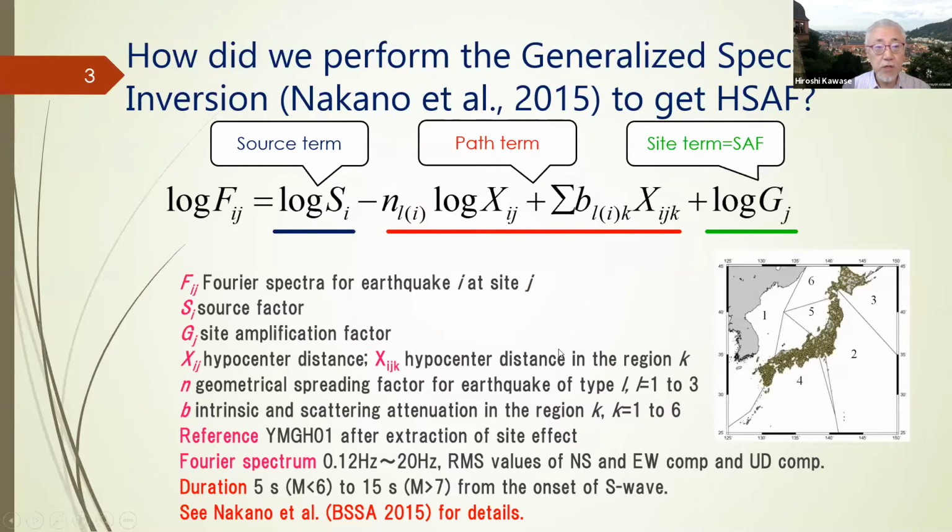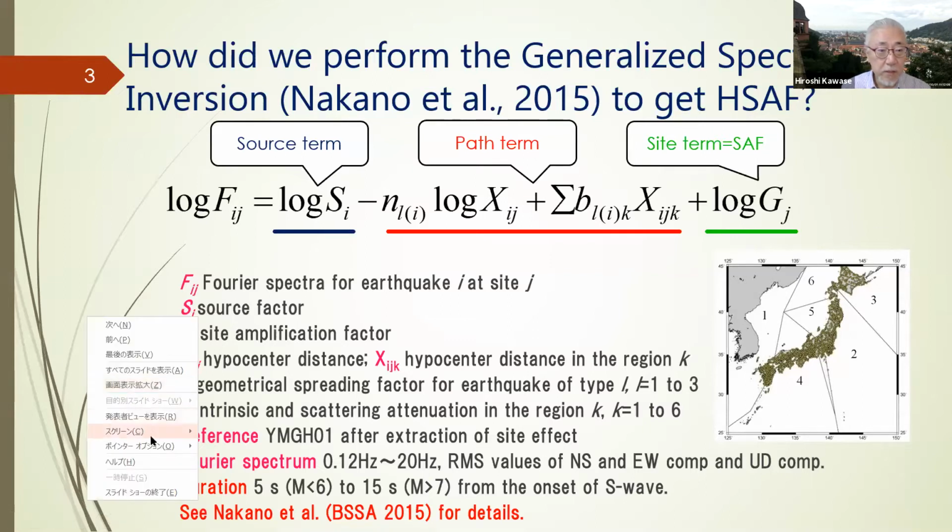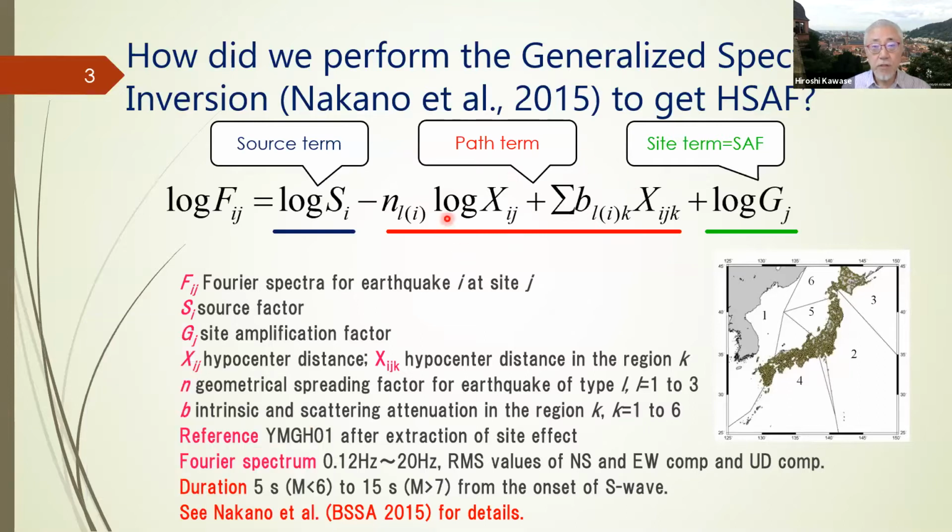First, I would like to explain briefly how we get the generalized spectral inversion. Here, Fij is a Fourier spectrum for earthquake i at site j in the frequency range 0.12 Hz to 20 Hz as root mean square values of two components. Si is the source term, these are the path terms, and Gj is a site term. Here, Gj corresponds to the SAF.